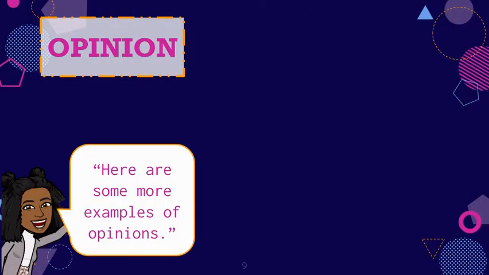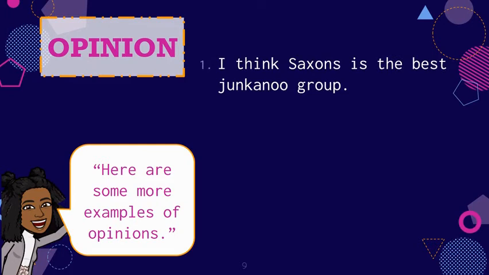Once again, boys and girls, here are some more examples. I want you to tell me which keywords you find in these examples. Number 1. I think Saxons is the best Junkanoo group. Let me hear my Junkanooers roar. Yep, it's a Bahamian thing. Many of us like Junkanoo. So, which keyword did you see? If you said think, you are 100% correct.